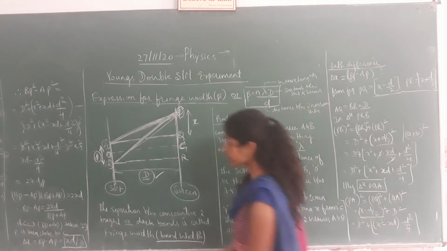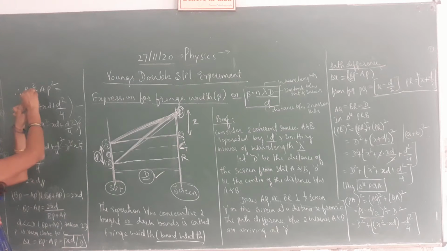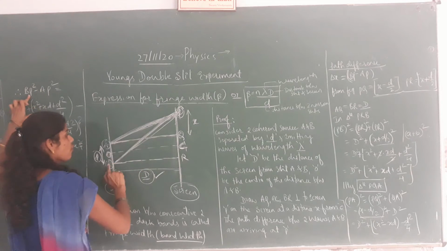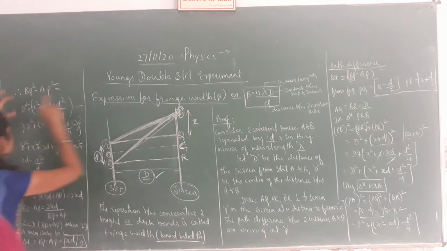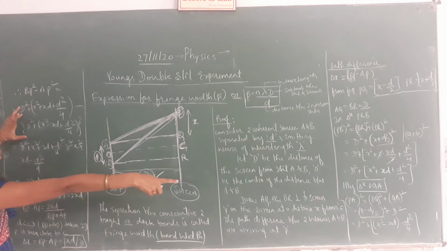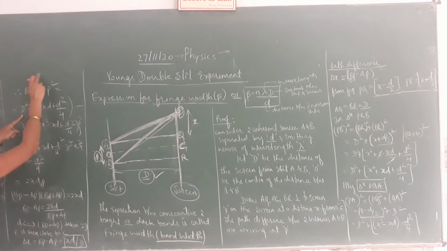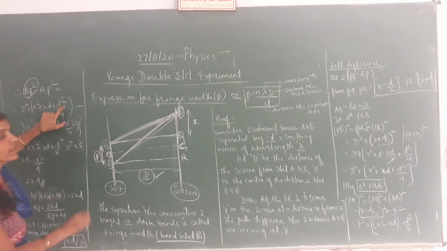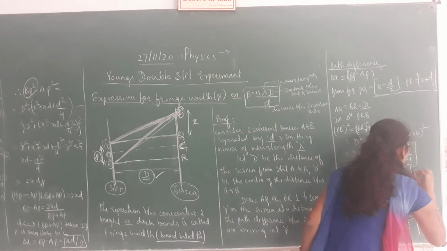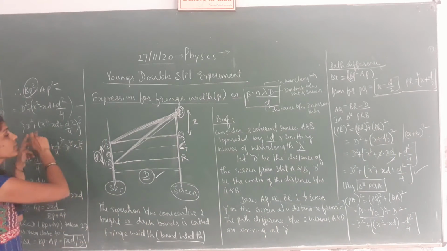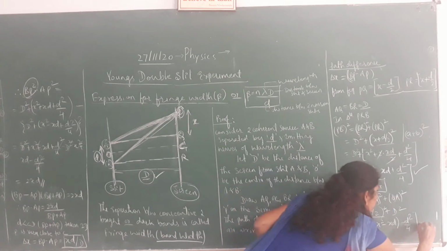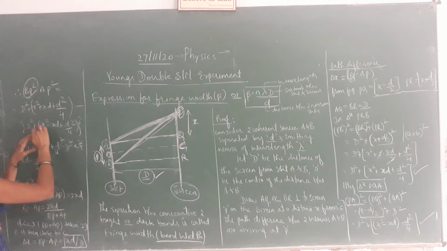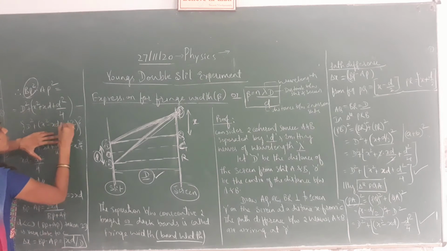So next step, therefore, BP square minus AP square, the difference we are taking. Whatever we got, we are substituting here. BP square means d square plus x square plus xd plus d square by 4. Same thing, AP square we are substituting with this equation, that is d square plus x square minus xd plus d square by 4.